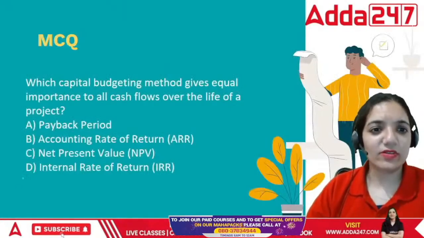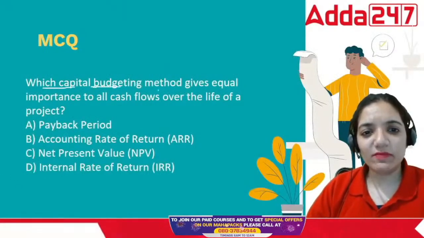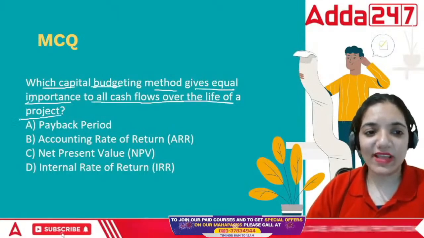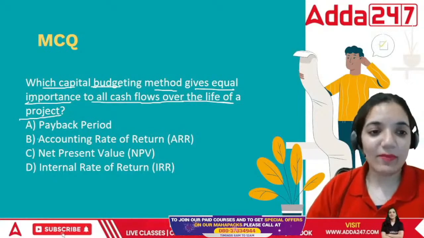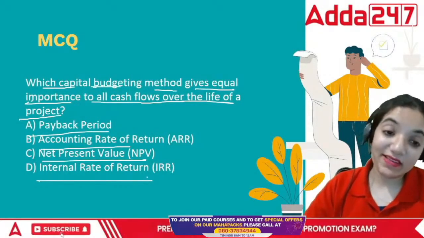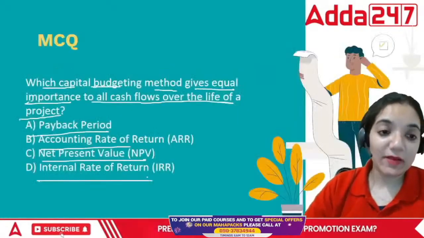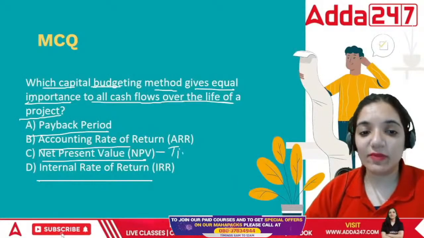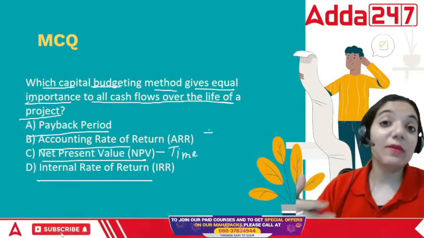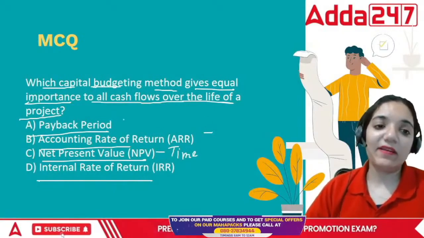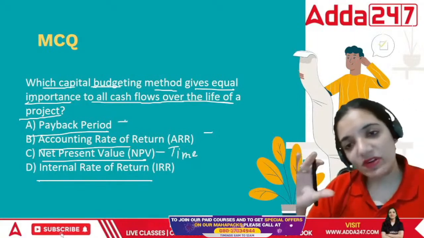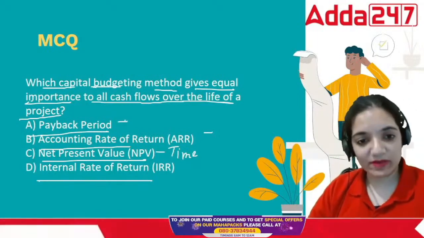This is another question. Which capital budgeting method gives equal importance to all cash flows over the life? Payback period, accounting rate of return, NPV or IRR. In this case also it is NPV, because NPV considers the time value of money. For ARR, everything is one; they are not giving importance. Payback period, they're just worried about the total payback. It doesn't matter in how much time we're doing it. We're just worried about the time and the rupees that we have spent.